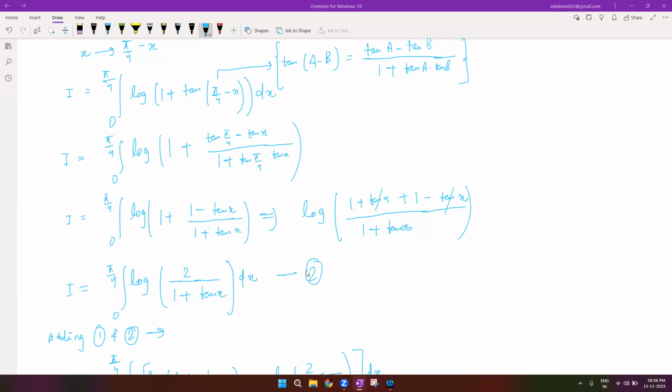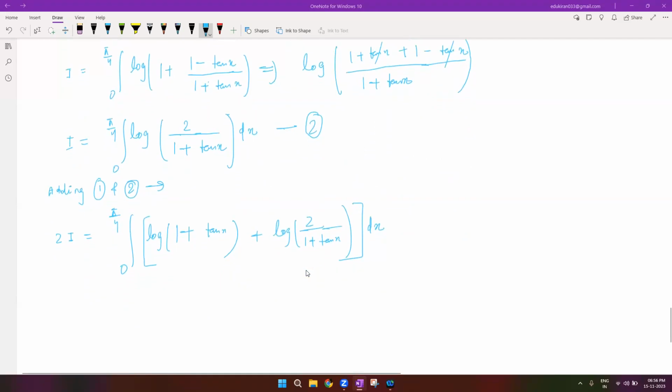First, we have given the question an equation name 1. Then we have used property 4, which is change x to a plus b minus x. And we have simplified the whole thing using this formula. After simplification, we got our second equation. Now we are adding 1 and 2.